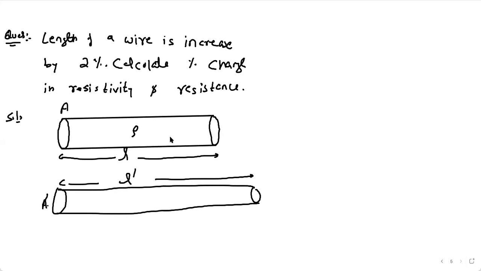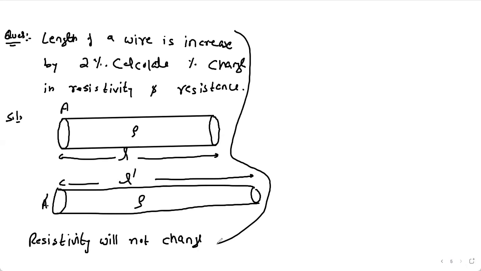Okay, now answer this question. I'm changing the length. How will it change the resistivity? It will not change. The resistivity will remain same. When you change length and area of cross section, then everything can change, but not resistivity.